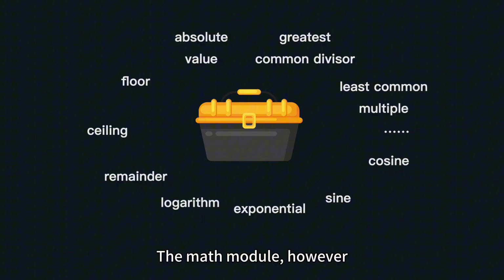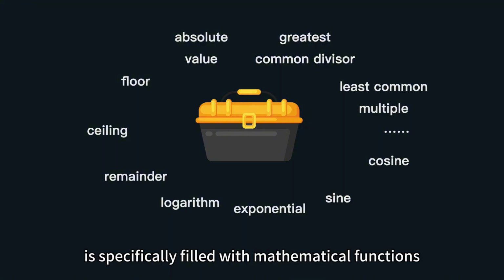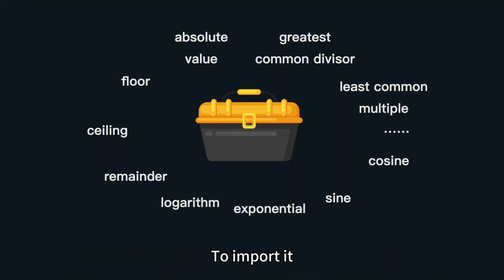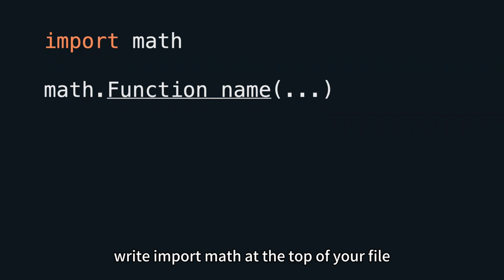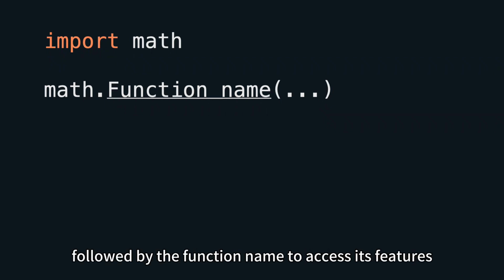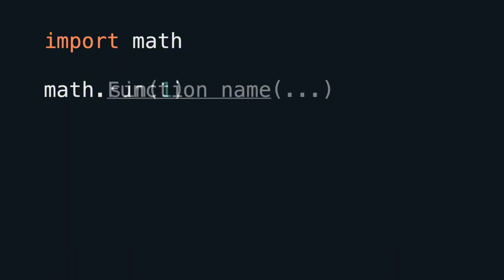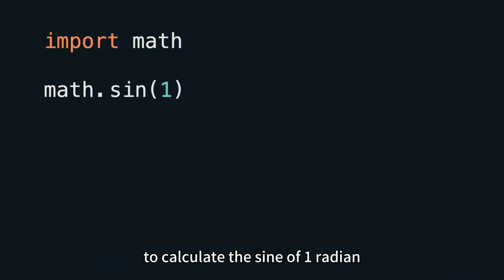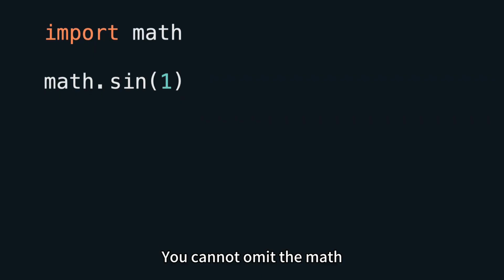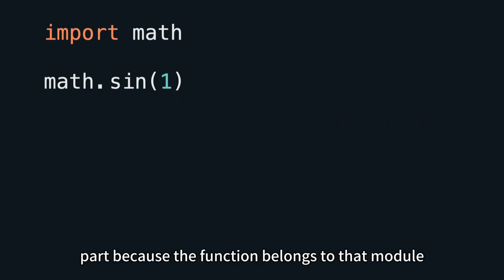The math module, however, is specifically filled with mathematical functions. To import it, write import math at the top of your file. Then you use math followed by the function name to access its features. For example, to calculate the sine of 1 radian, you write math.sin(1). You cannot omit the math part because the function belongs to that module.